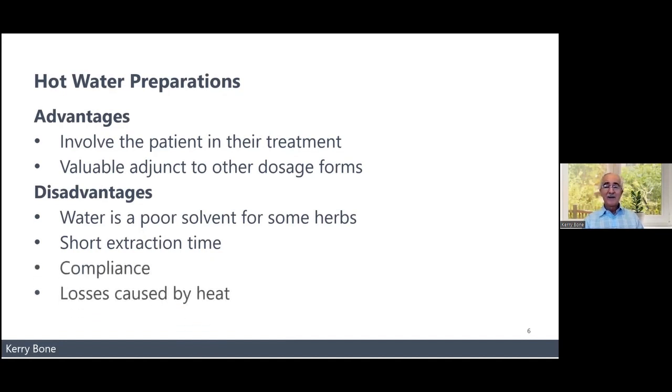They're hot, so they can only be consumed slowly, and even if you wait for them to cool, there's still a fair volume of liquid, so the person gets to well and truly taste the herbs as a prolonged experience. And if the herbs are not that wonderful tasting, that can impact compliance. And of course, if you're applying heat in a process, then some of the delicate active components of herbs can either be lost because they evaporate off or broken down by the heat.